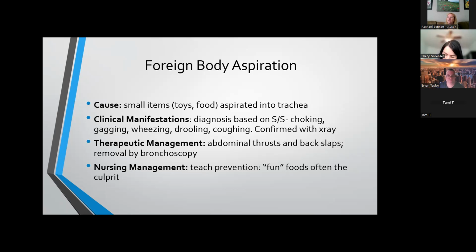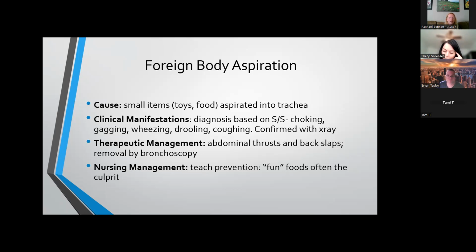Okay. So in this situation, the child has aspirated either a toy or a food into his trachea. We're going to see that child choking, gagging. We may see some drooling, wheezing. The wheezing is him trying to breathe around that. Okay, any stridor that you hear is the air trying to pass around that. Okay, we're going to confirm this with the x-ray. We'll be able to see that there's a blockage. We may not be able to tell what the object is.